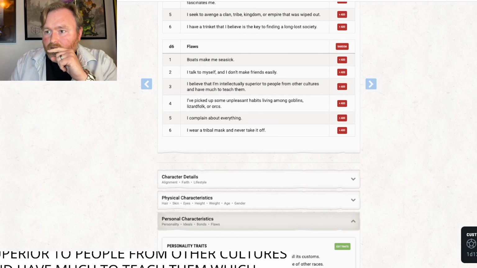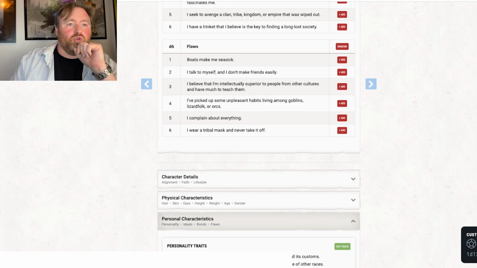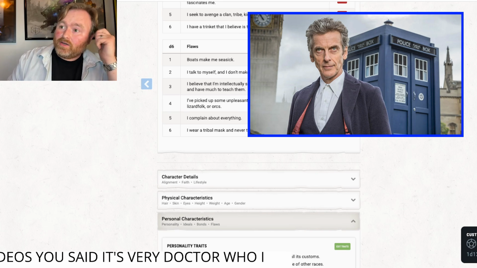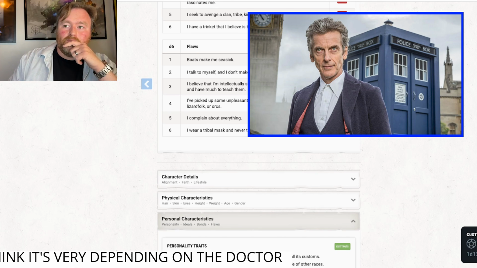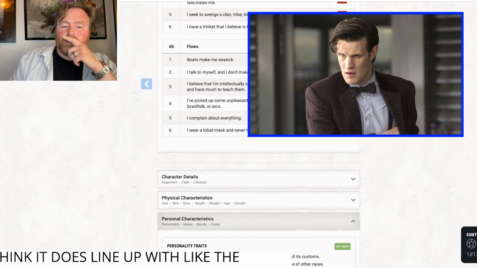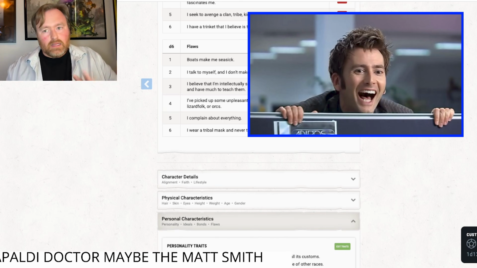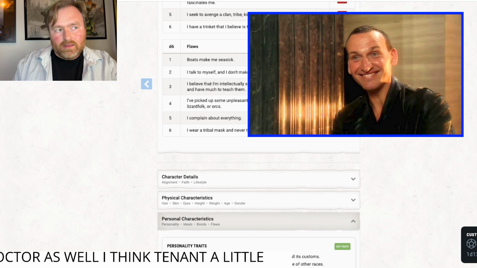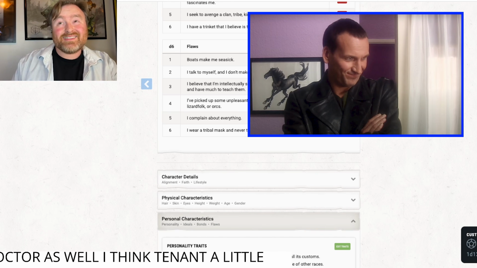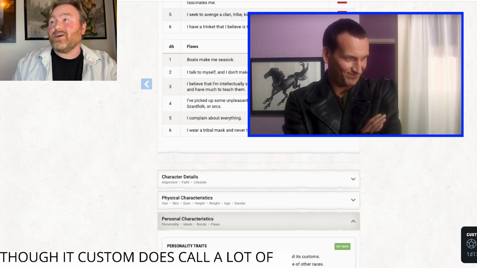somebody said... Benitos, you said is very Doctor Who. I think that's very... Depending on the Doctor. I think it does line up with, like, the Capaldi Doctor. Maybe the Matt Smith Doctor as well. I think Tennant, a little less so. Eccleston, a little less so. Although Eccleston does call a lot of people stupid apes. So maybe it actually does line up with Eccleston's.